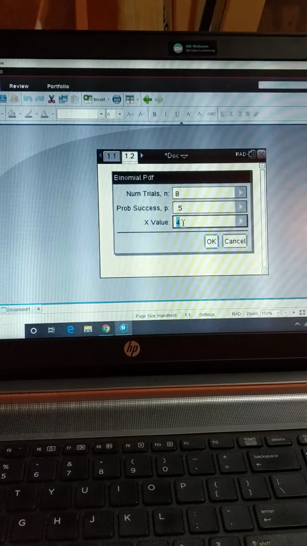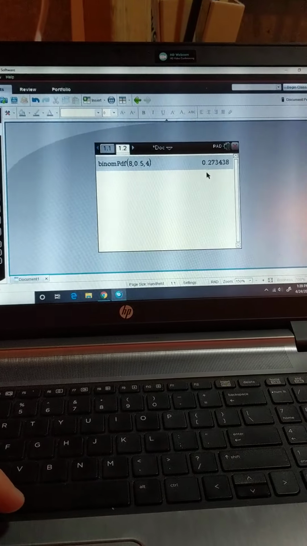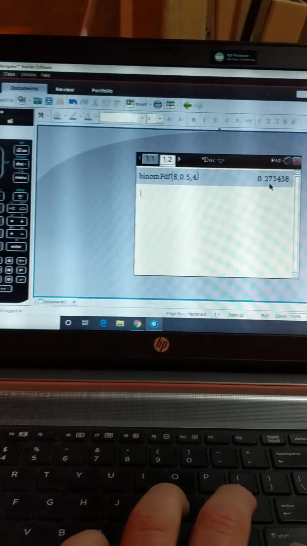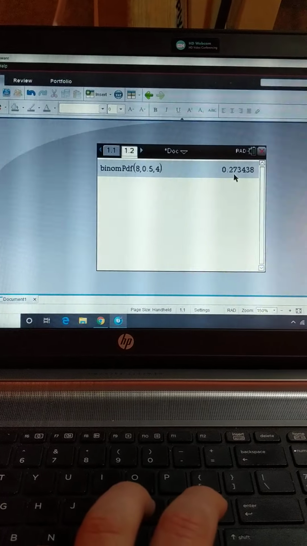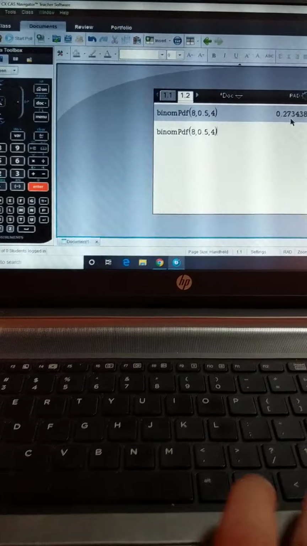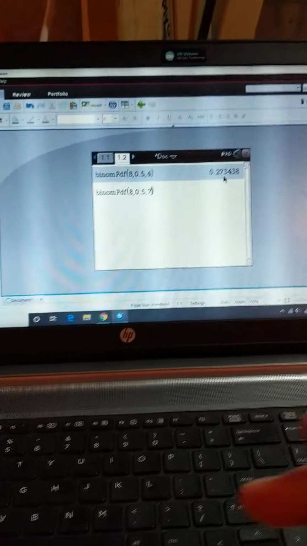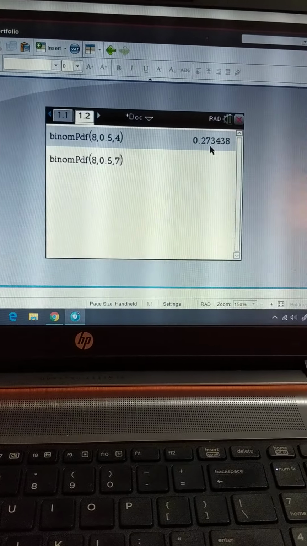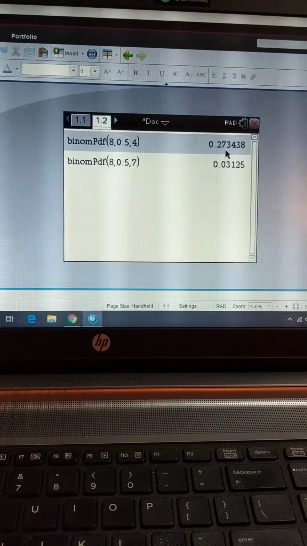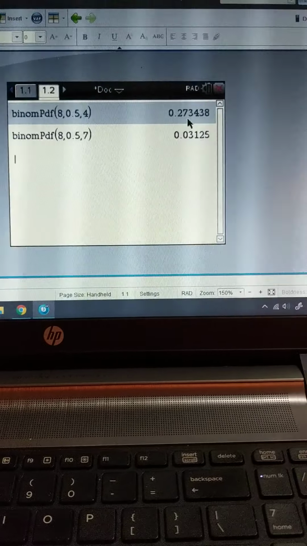Hit enter. A little slow. So I'm getting the answer of 27.3%. And if I wanted exactly, say, 7 successes, I'm going to hit up, so that I can highlight my original PDF. And I'm just going to change that 4 to a 7. And so now what's the probability of flipping a heads 7 times out of 8, given that there's a 50% chance? Hit enter. There's a 3.1% chance that I will flip heads 7 times out of 8, given that there's a 50% chance of doing it once.